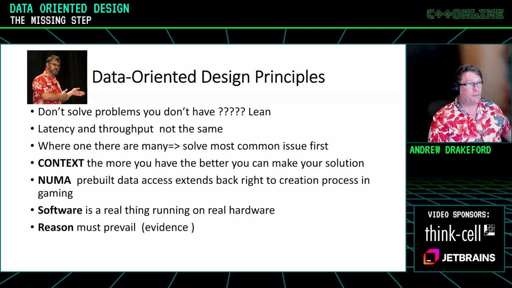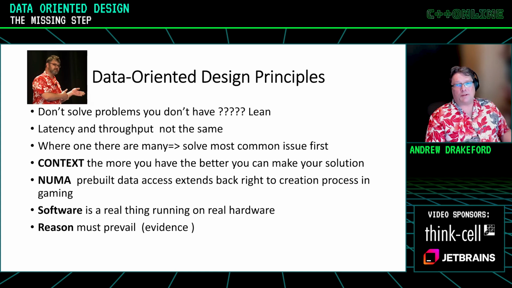He suggests that we don't solve problems we don't need or don't have. I think in this case, he's talking about adding too many abstractions. Latency and throughput are not the same. Where there's one, there are many, so solve the most common issue first. One thing that we are going to build on is context. The more you have, the better you can make your solution.